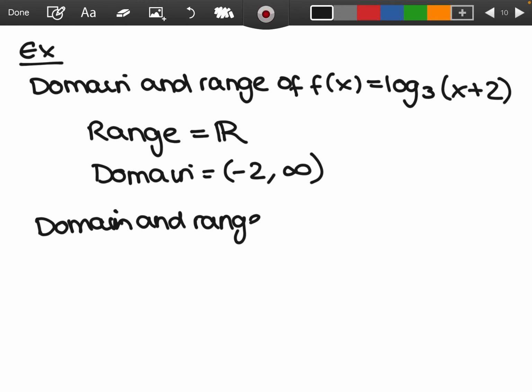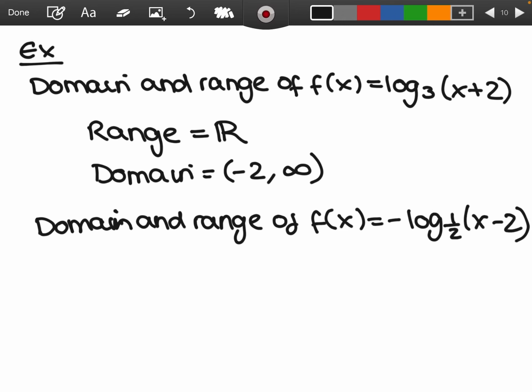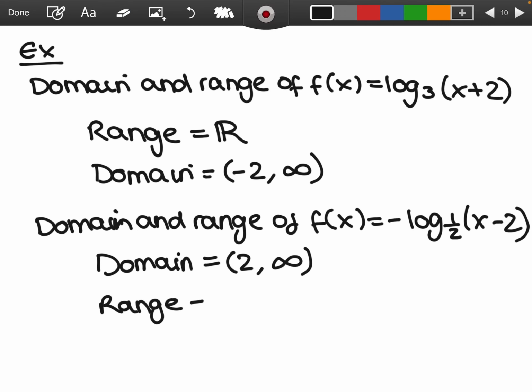One more, let's do the domain and range of f of x is equal to negative log base 1/2 of x minus 2. Okay. Now what I'm doing here is I'm shifting to the right by 2 units, and then I'm flipping over the x-axis. Well, that flipping over the x-axis doesn't change my domain at all. So my domain, because I've shifted now to the right by 2 units, is going to be 2 to infinity, and my range stays at all real numbers.